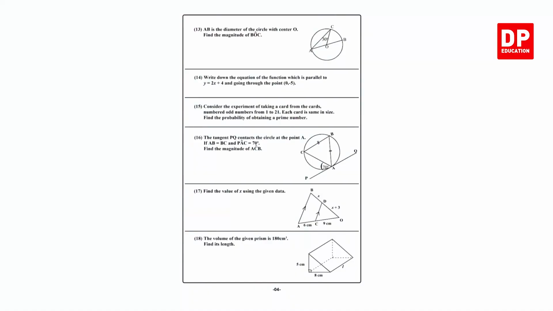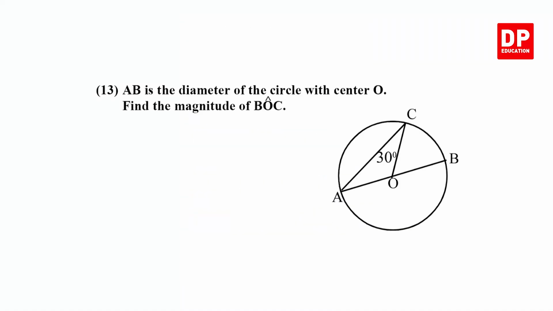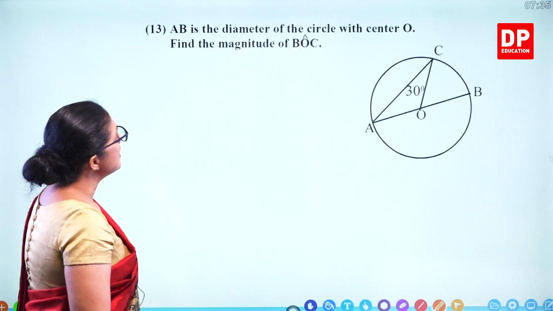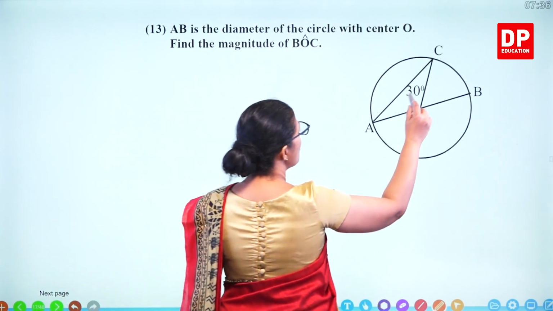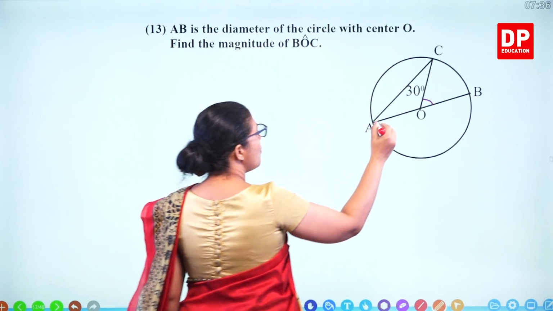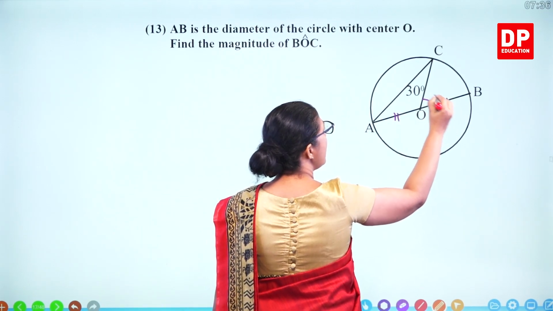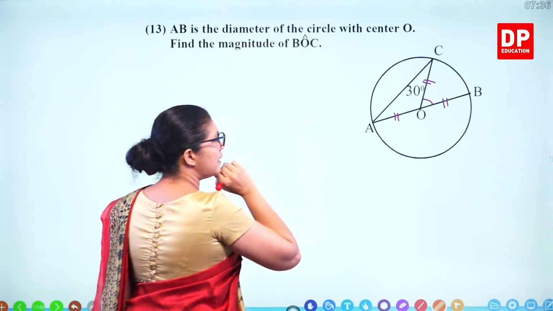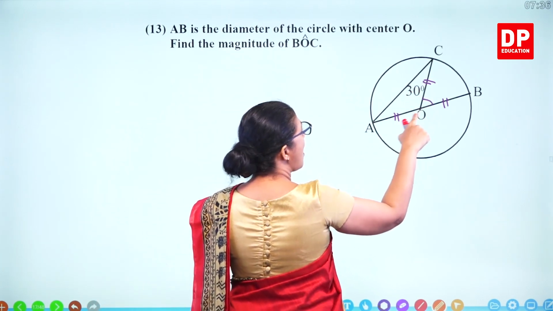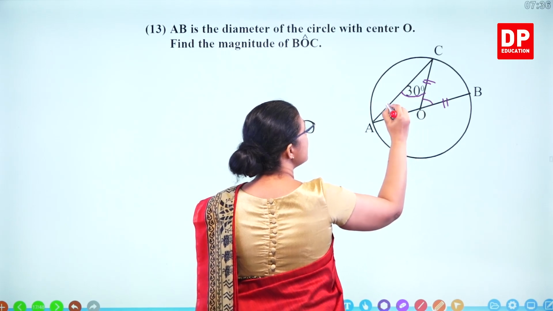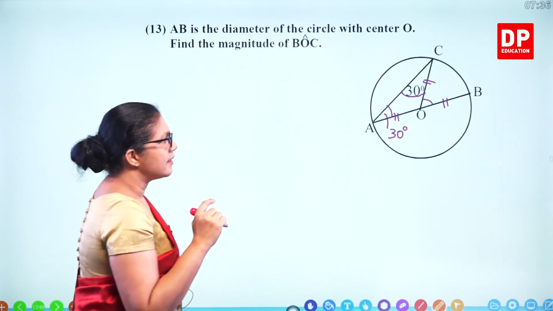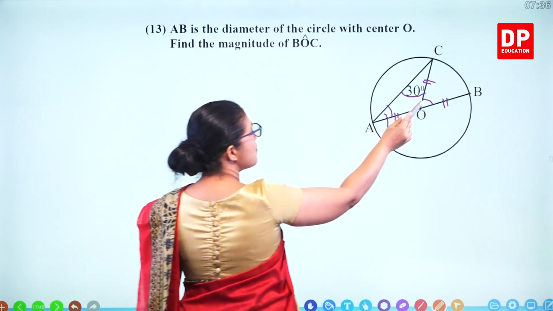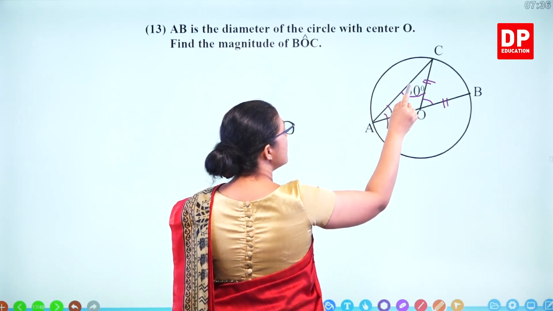Now you can try 13 to 18. Question number 13. AB is the diameter of the circle with center O. Find the magnitude of BOC. BOC. We need this. Now we know all these are radii, equal length. So if these are equal, now can you see this and this both are equal? Isosceles triangle. Now this becomes the exterior angle of this triangle.